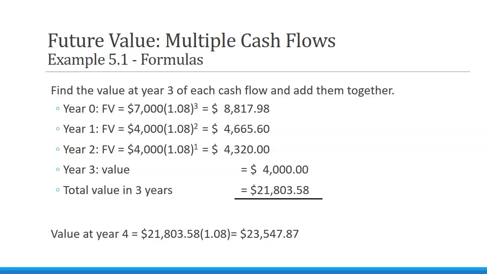So today, year 0, we have our $7,000. That amount we're going to earn 3 years of interest on at 8% interest. So the future value of that $7,000 is $8,817.98. Then we have each one of the $4,000 payments.